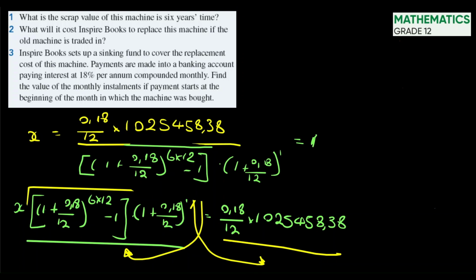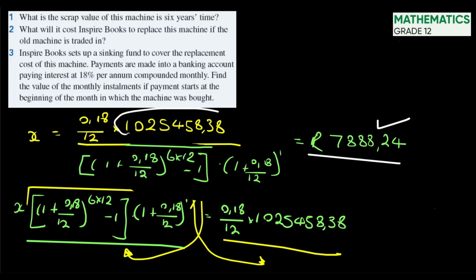And our x value, our monthly repayment, if I punch this into the calculator, I get 7,888.24, which will be our monthly installments, so that we set up a sinking fund to be able to afford this machinery that costs 1,025,458.38 in 6 years' time.